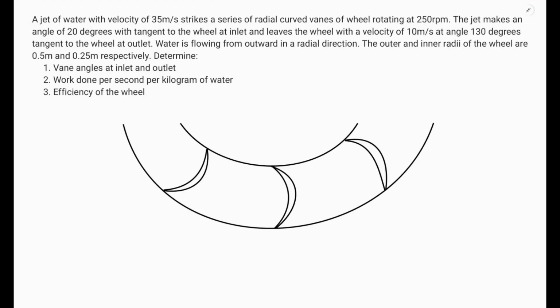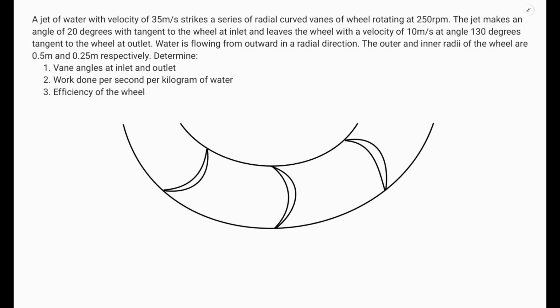And let's try to solve another hydrodynamics problem. Sabi sa problem na to, a jet of water with velocity of 35 meters per second strikes a series of radial curved vanes of wheel rotating at 250 rpm. The jet makes an angle of 20 degrees with tangent to the wheel at inlet and leaves the wheel with a velocity of 10 meters per second at angle 130 degrees, tangent to the wheel at outlet.